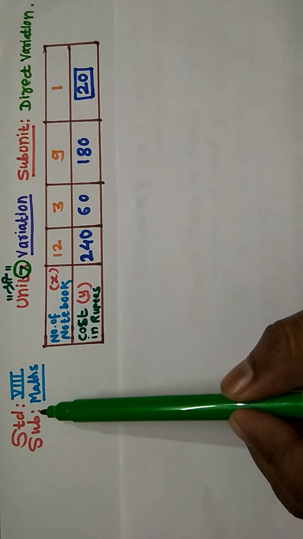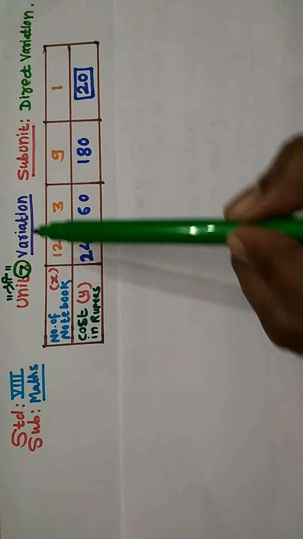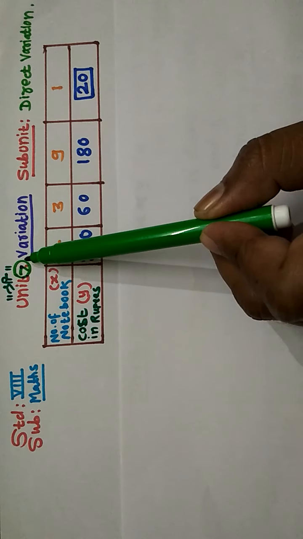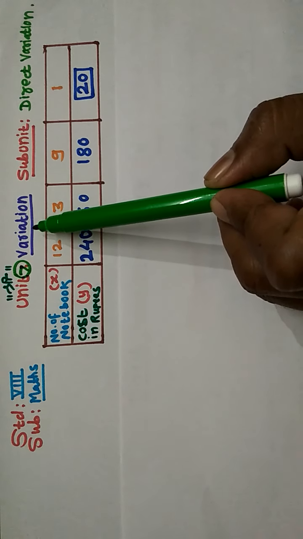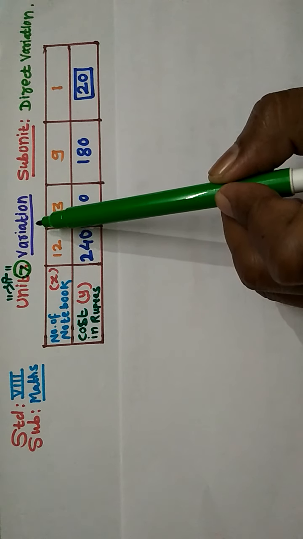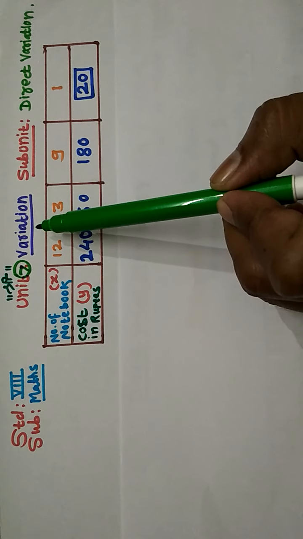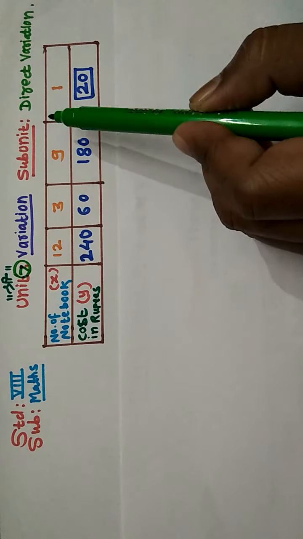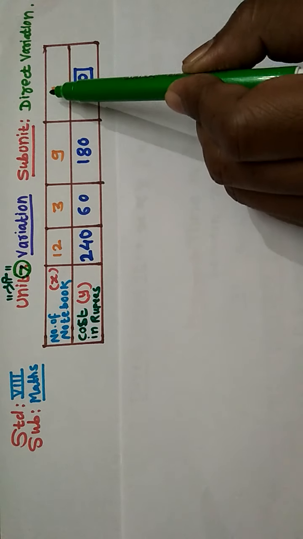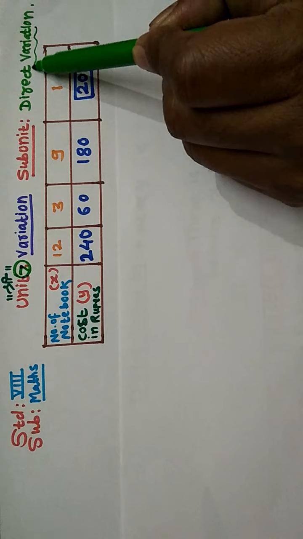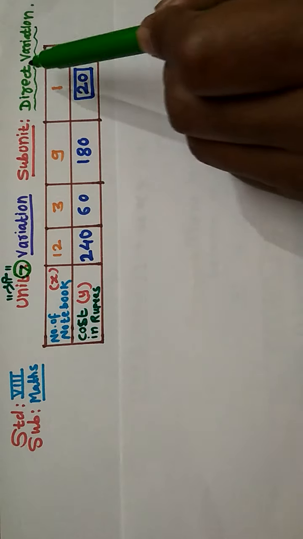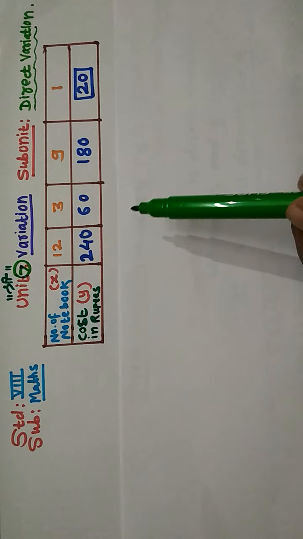Standard 8, Subject Mathematics, Unit number 7, Variation. Welcome student. Today we study that there are two types of variation, direct variation and inverse variation. In this video we study direct variation.